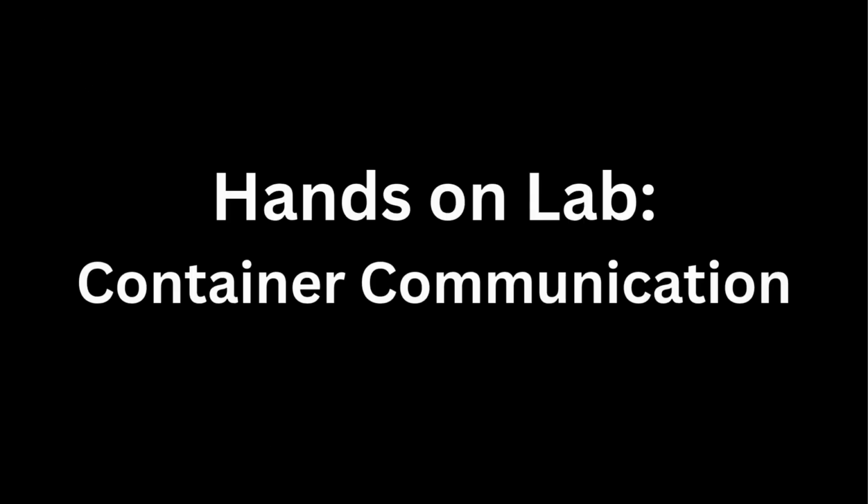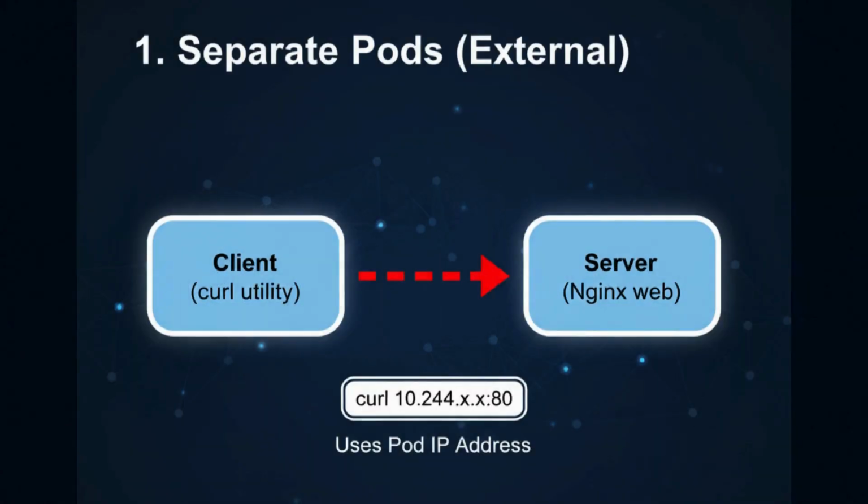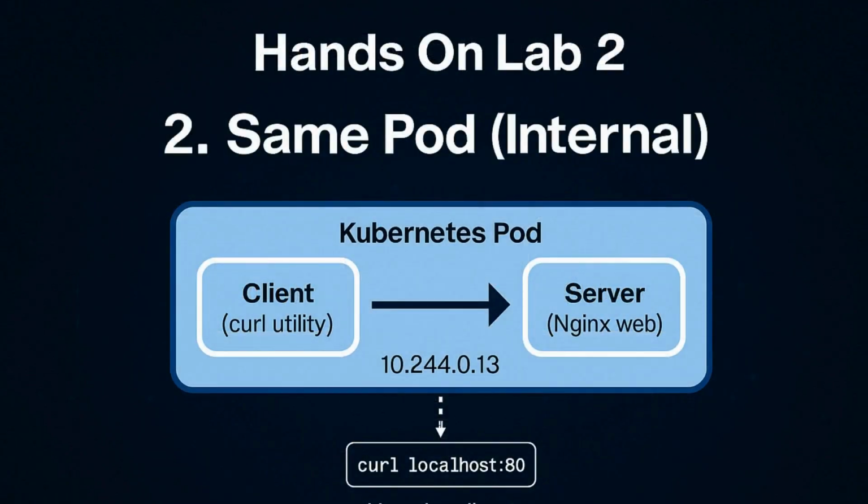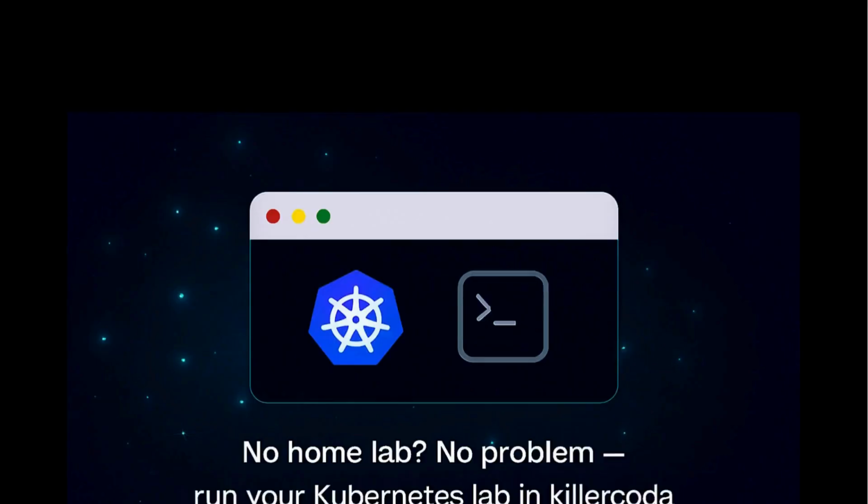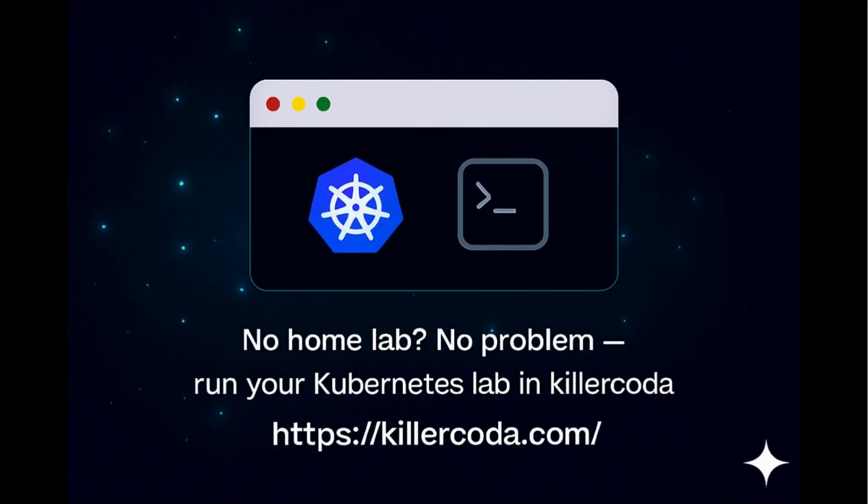In this hands-on lab, we'll explore how containers communicate in Kubernetes. We're going to demonstrate two different approaches. First, we'll see how containers in separate pods communicate over the network using IP addresses. Then, we'll discover the power of co-located containers, containers that share the same pod and can talk to each other using localhost.